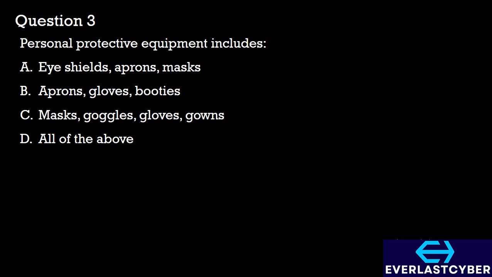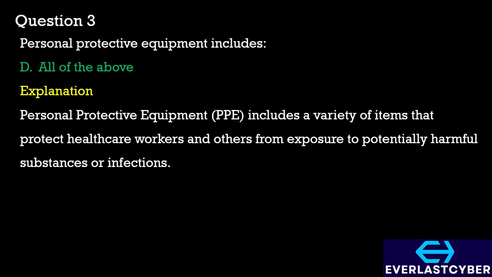Personal protective equipment includes a variety of items that protect healthcare workers and others from exposure to potentially harmful substances or infections. So all these options that are listed are actually personal protective equipment. So our answer is option D, all of the above.